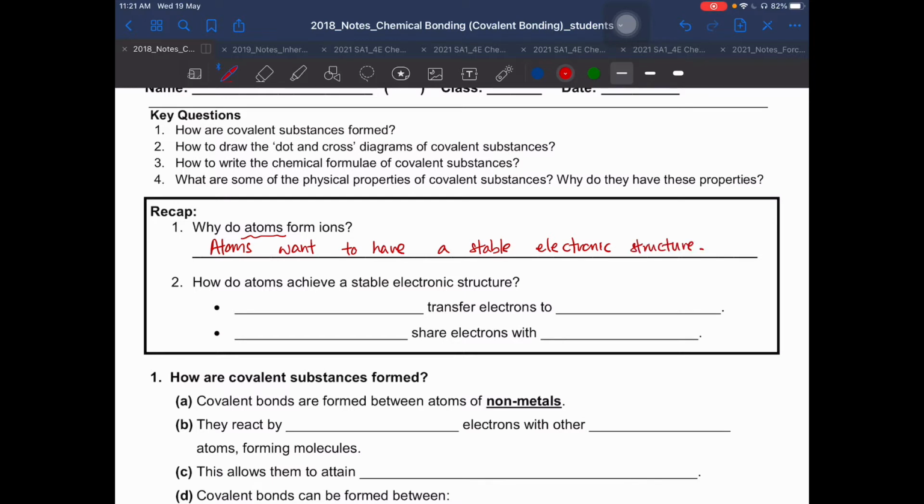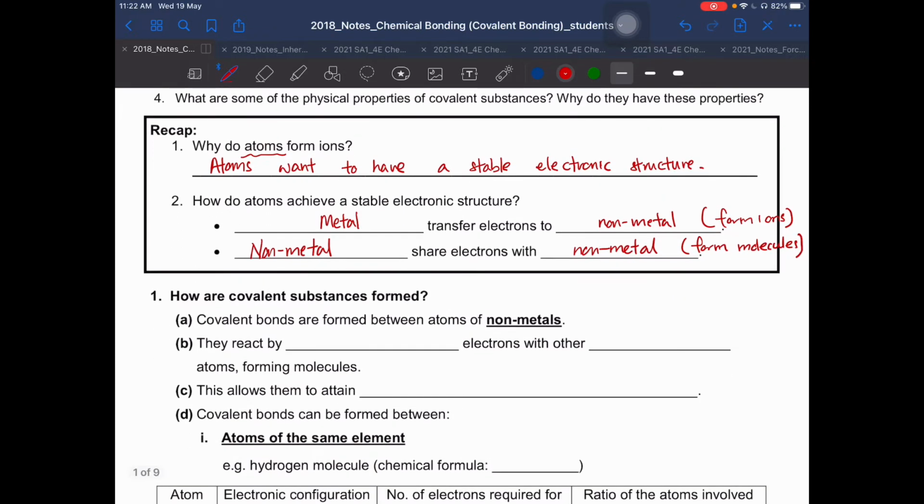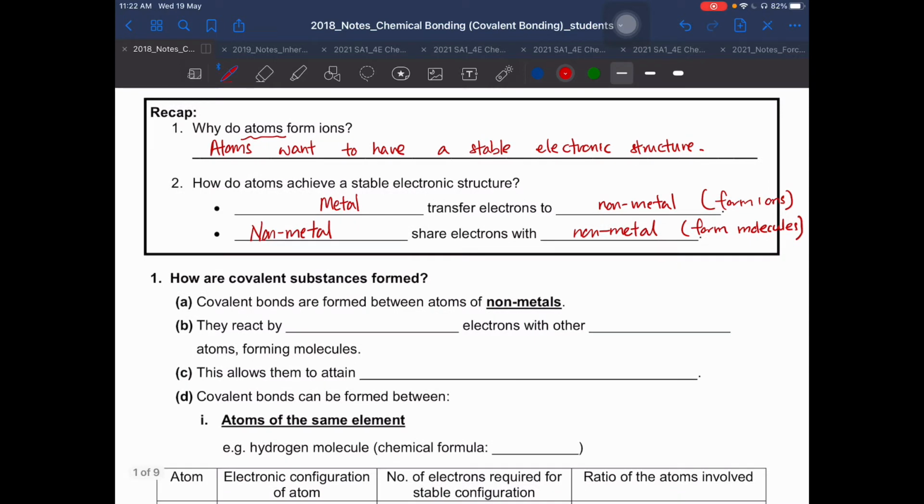So they can either do that, whereby metals will transfer electrons to non-metals. In this case, they form ions. Or you can have two non-metal elements coming together, whereby they share electrons. And in this case, they form covalent molecules. So in this video, we are going to learn about what exactly this term molecules means, and how do we go about drawing the dot and cross diagram for such structures.